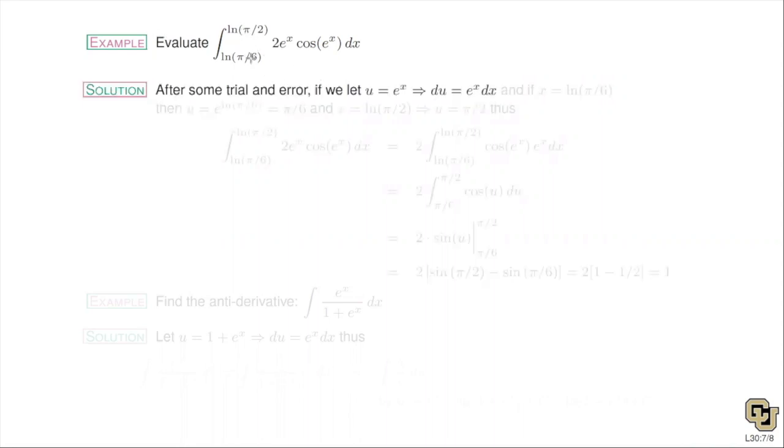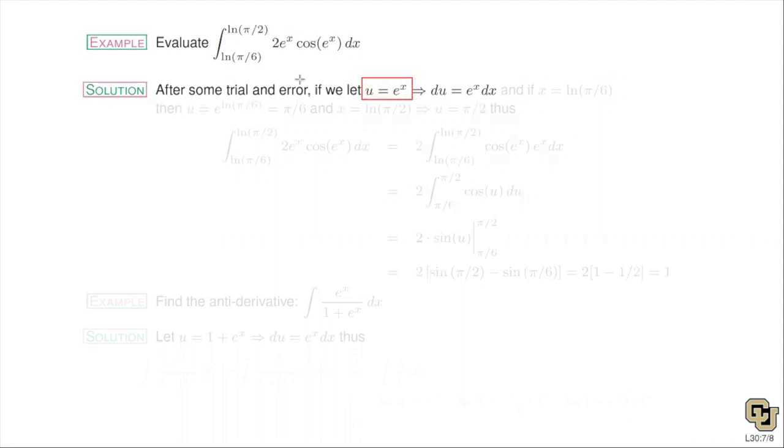So this next example is a little tricky, and I wanted to do slightly harder and harder examples so that you're not just seeing the easiest examples in class. So here, certainly trial and error is involved, but after a little bit of trial and error, we might guess to let u equal e to the x.